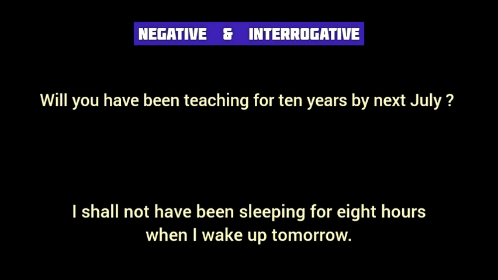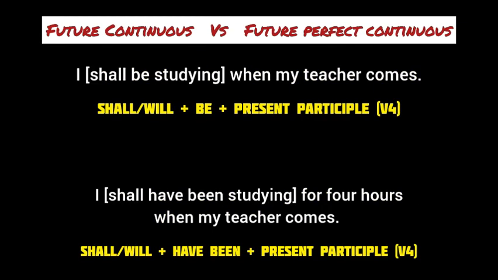And in the negative sentence, the word not or never comes after the first auxiliary verb shall or will. For example, I shall not have been sleeping for 8 hours when I wake up tomorrow. Well, up next is a quick comparison between future continuous and future perfect continuous. I shall be studying when my teacher comes. In this sentence, shall be studying is in future continuous tense. It shows that the action of studying will be in progress at a certain point of time in future. That is, at the time when my teacher comes.